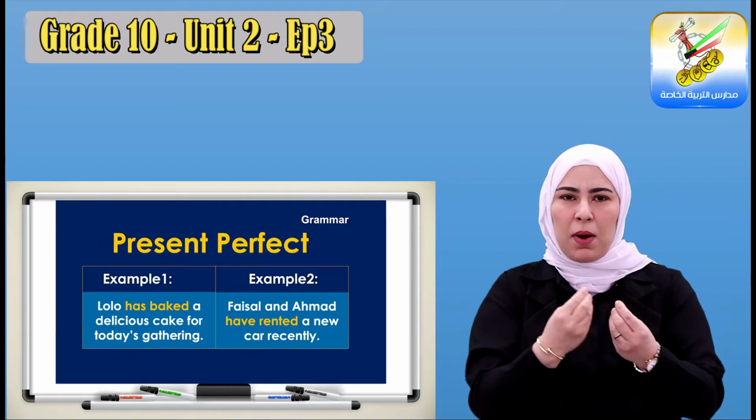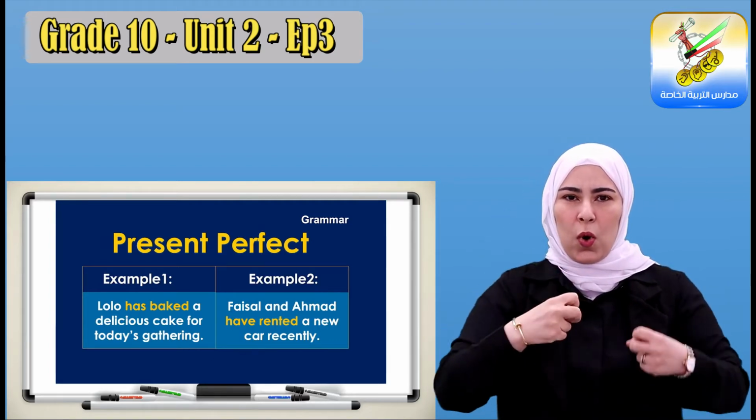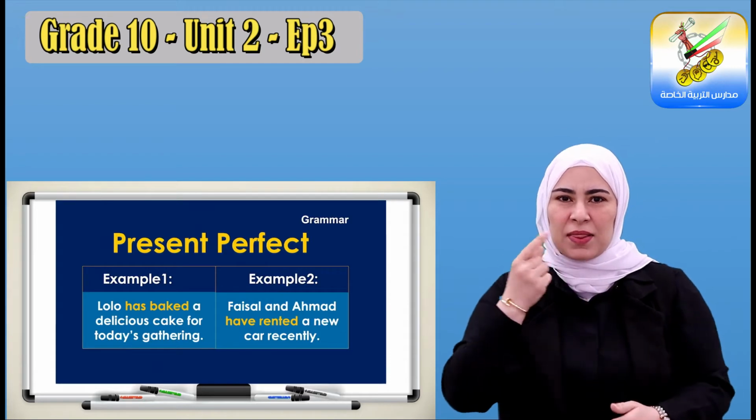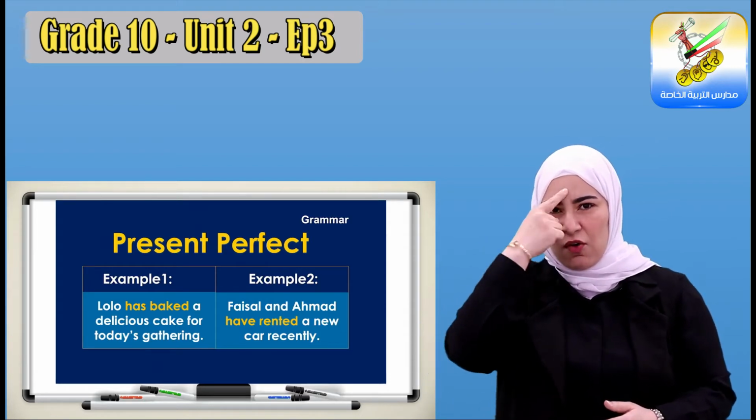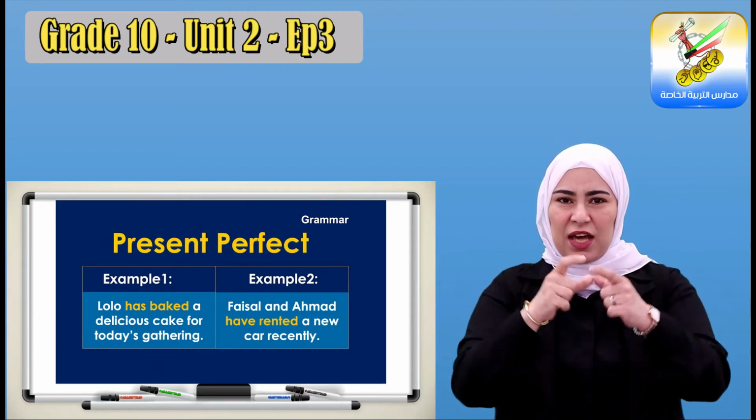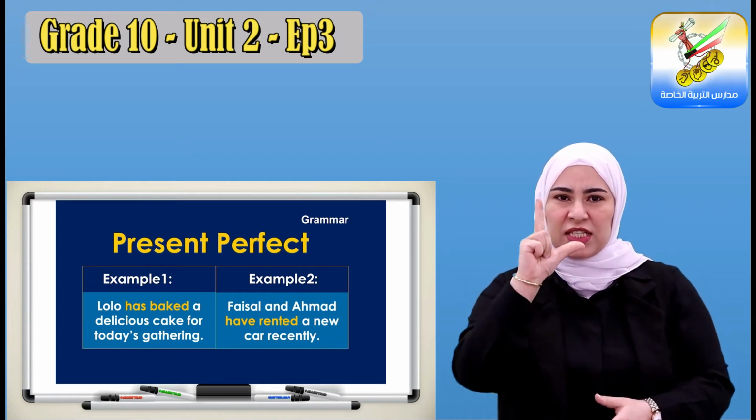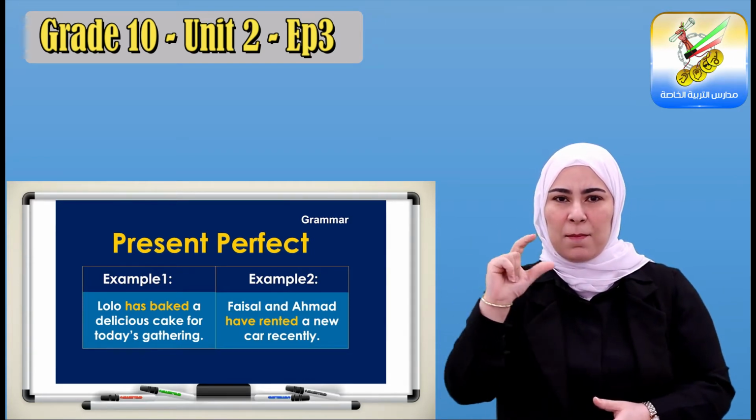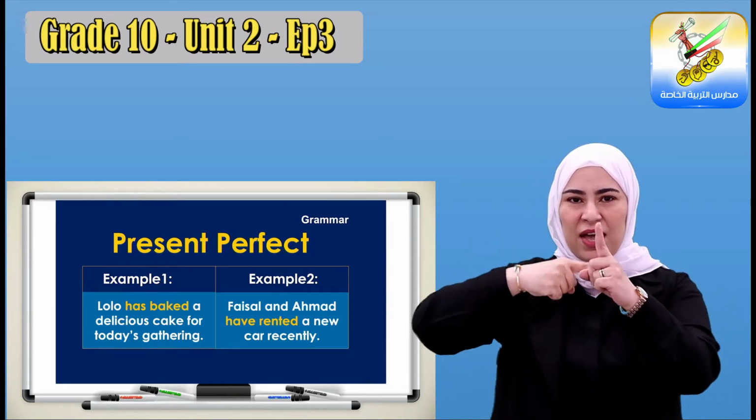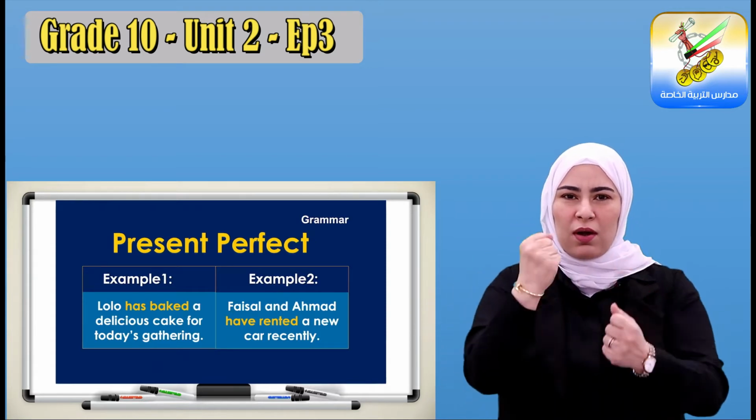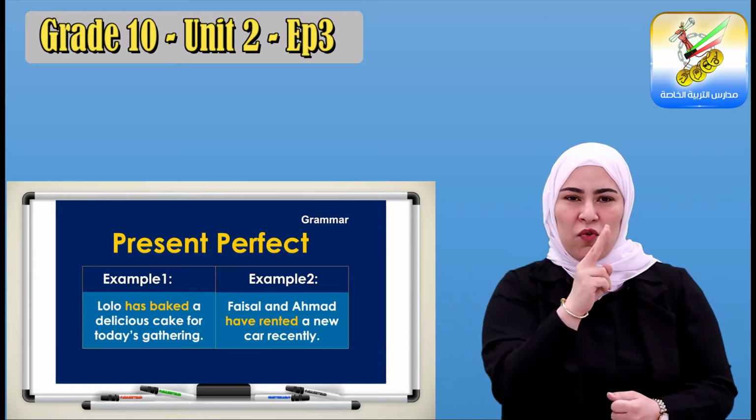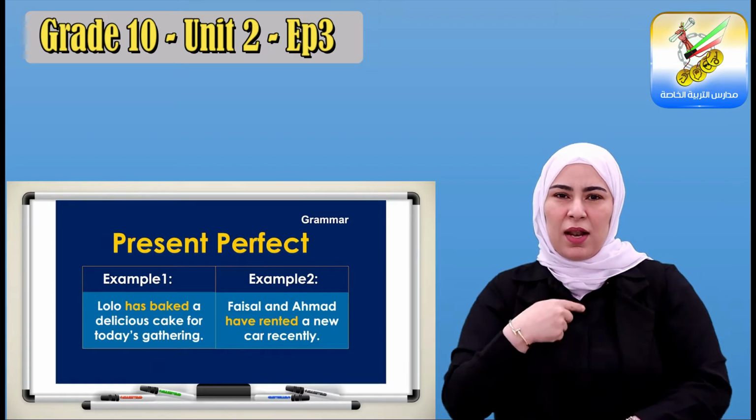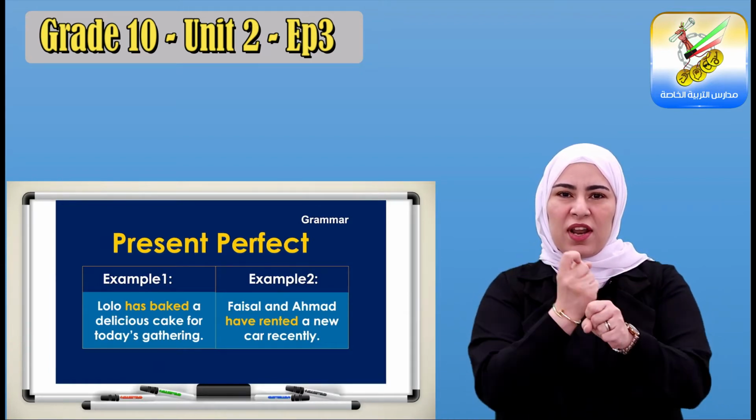Lulu has baked a delicious cake for today's gathering. Take a close look at this example. Let's read the second example. Faisal and Ahmed have rented a new car recently. You see here, in both examples, I highlighted two words in yellow. Why do you think I did that?